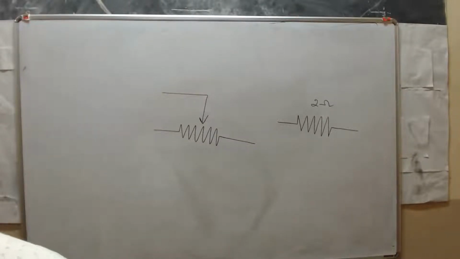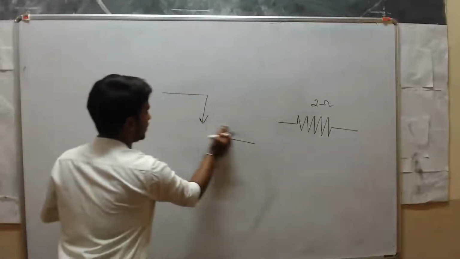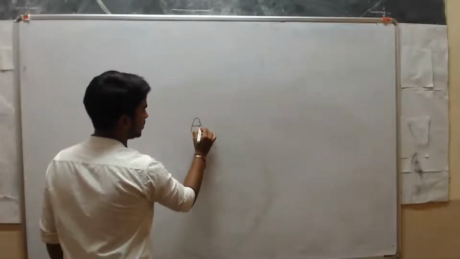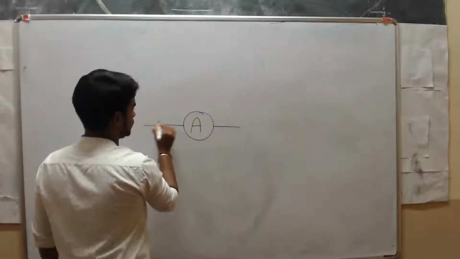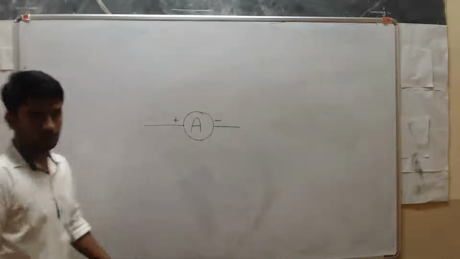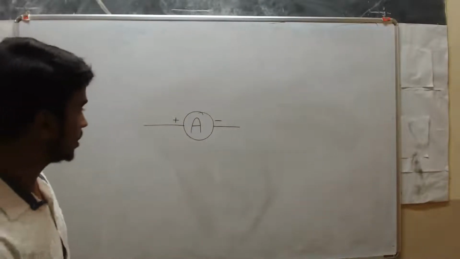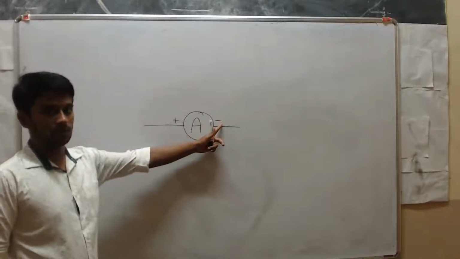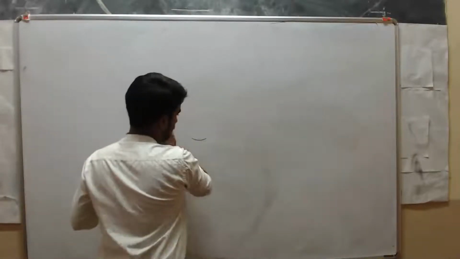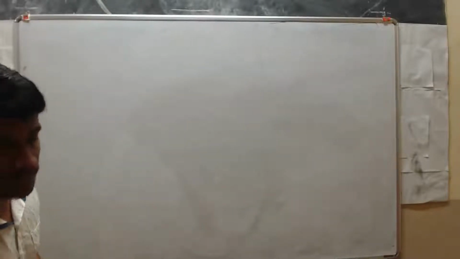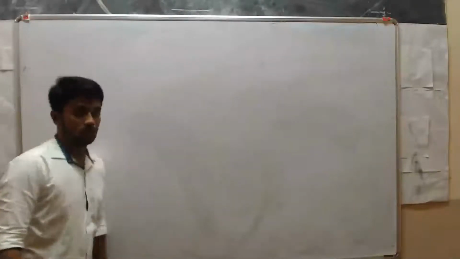Next one is ammeter. Already you know, right? What is the use of ammeter? We use ammeter to measure the current in an electric circuit. So this is positive and this is negative. This is the symbol of ammeter. This device measures the electric current in an electric circuit. Here also two terminals, positive and negative. And we connect ammeter in series.